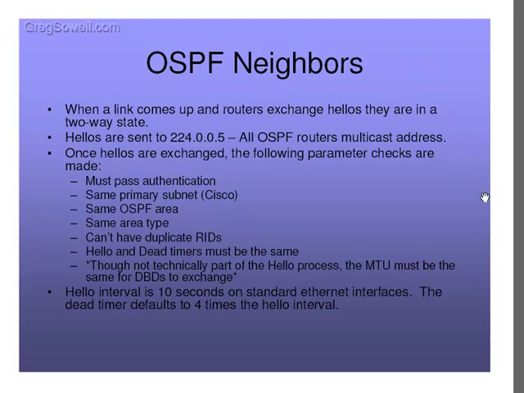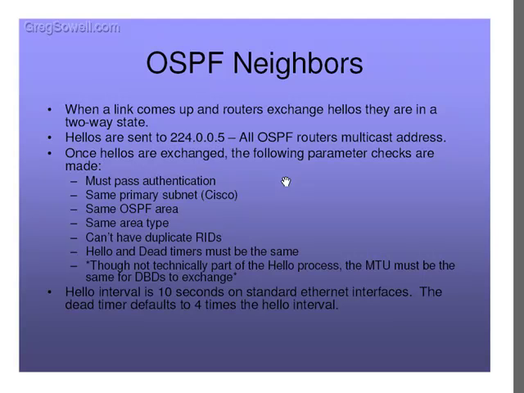OSPF neighbors. When a link comes up, routers exchange hellos. They are in a two-way state. Hellos are sent to all OSPF routers, which is 224.0.0.5. There's also all DR routers, which we'll talk about a little bit, which is 224.0.0.6. So OSPF does operate in multicast, so it's inherently more efficient than, say, something using broadcasts like RIP version 1.